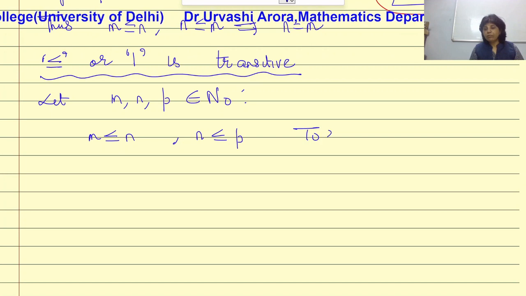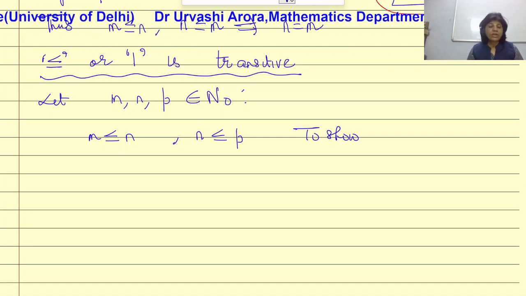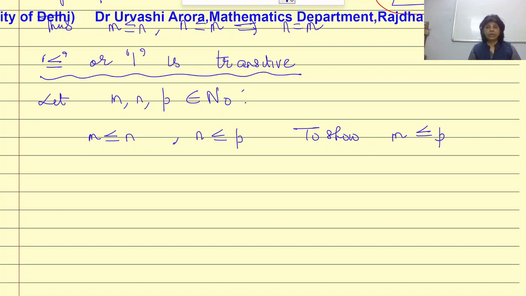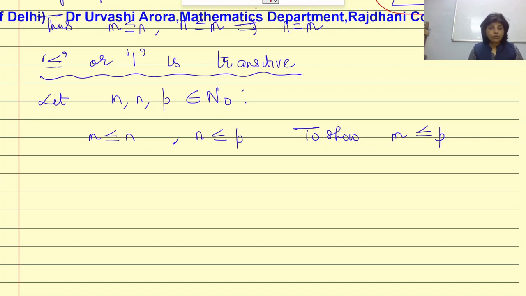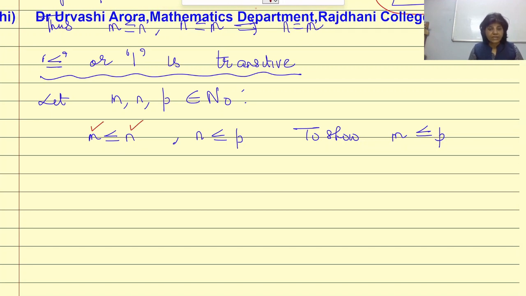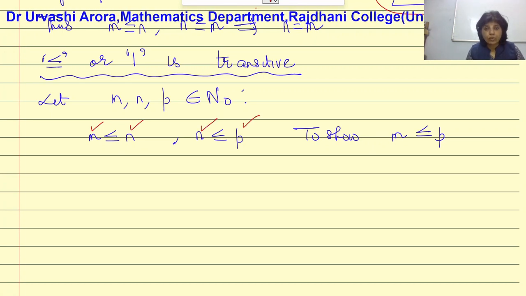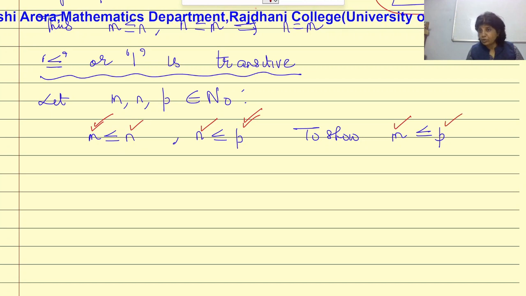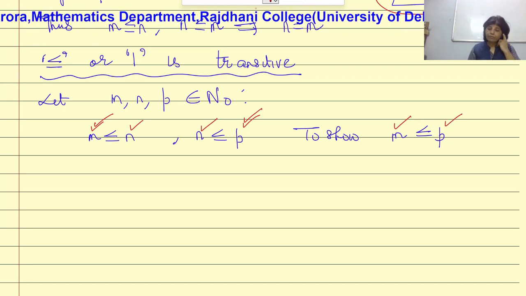Now what is it that you have to show? In order to show that less than or equal to is transitive, we just need to show that m is less than or equal to p. So we actually have to show that if the first element is related to the second and the second element is related to the third, then the first element should be related to the third. This is what we have to show.